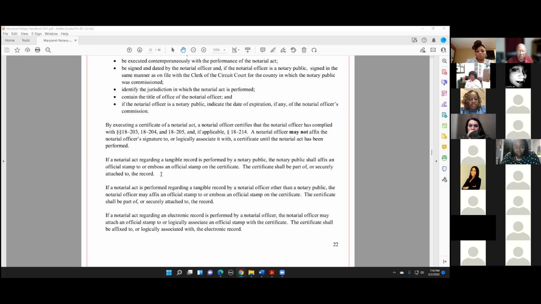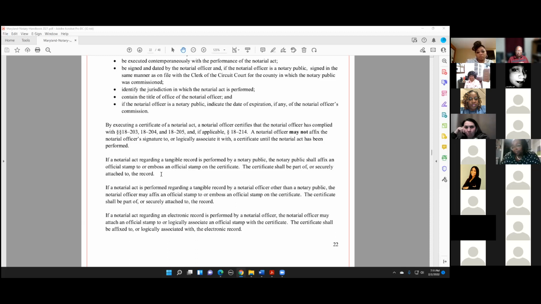And then sometimes people ask, and they surely asked that question today, what does attached or fixed mean? Basically, you can staple it, you can tape it, whatever, however you do it, as long as it is attached to that record or that document. And if a notarial act is performed regarding a tangible record by a notarial officer other than a notary public, the notarial officer may affix an official stamp to or emboss an official stamp on the certificate. All right, so that's for somebody else. So we're not dealing with that paragraph.